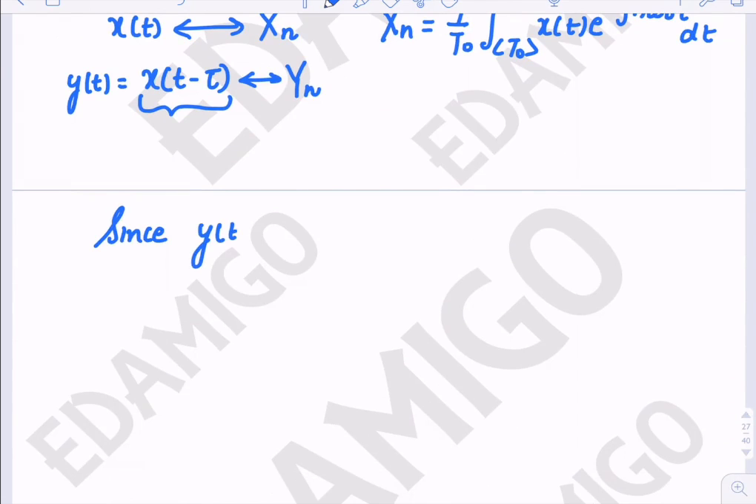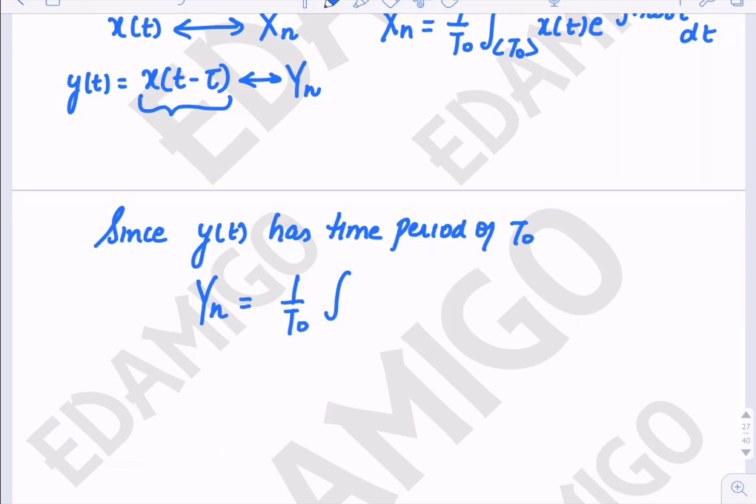Since y(t) has the same time period as x(t), because the time period does not change by shifting. So the formula of the Fourier series coefficient yn is 1 upon time period, integration over time period, y(t) e to power minus j n omega naught t dt.